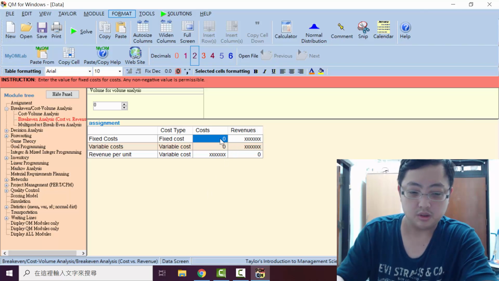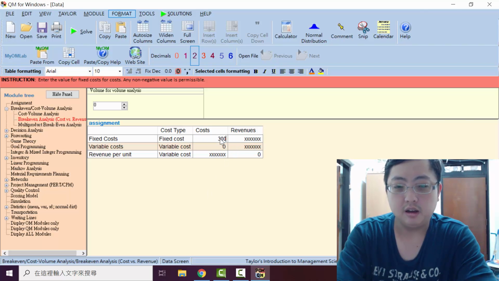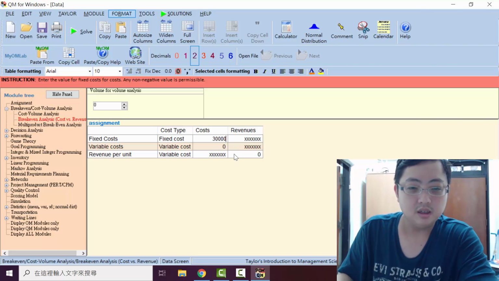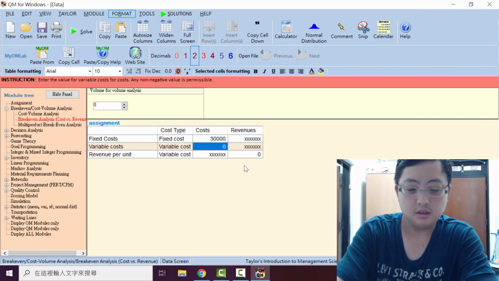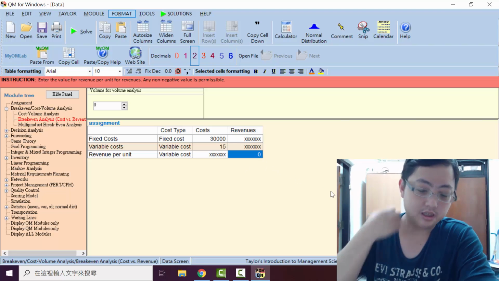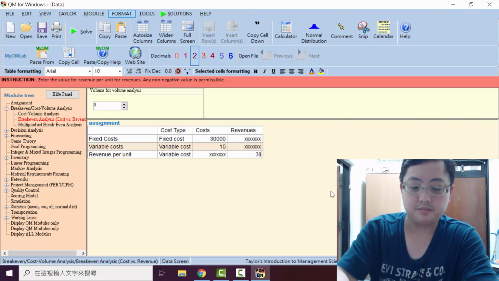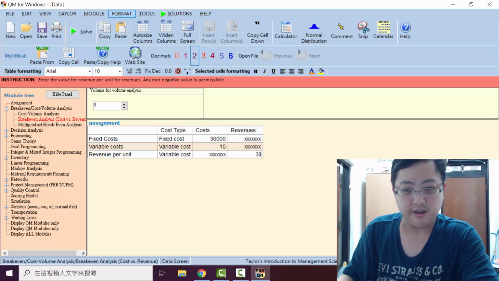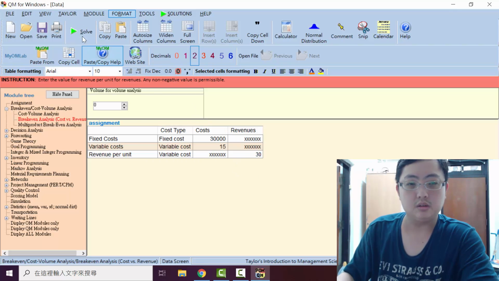Assume the fixed cost is $30,000 and variable cost is $15 per unit, and the price is $30 per unit. And when we are all set, the break-even point can be calculated by clicking solve.